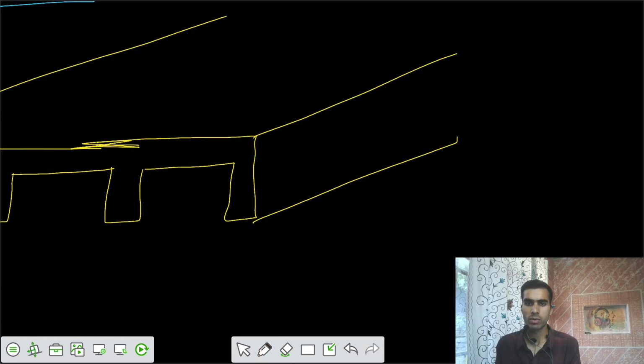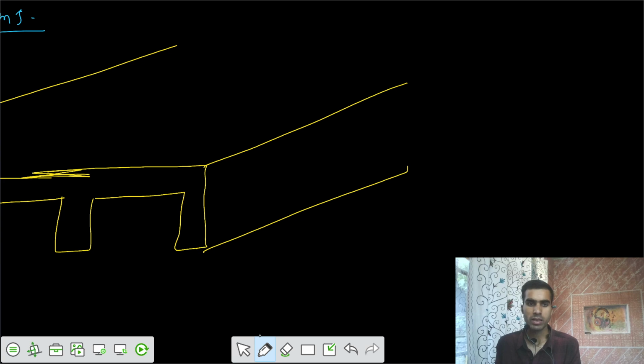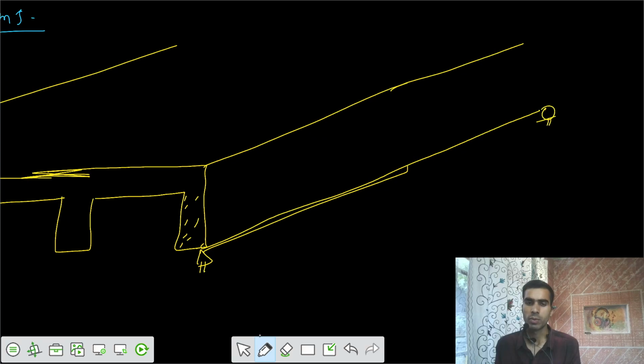Then we can have a span also, effective span also there. Let's say this is one of the beams, and it's extending continuously because let's say there is some support here and one more support somewhere here, so the effective span of that beam is LE. Okay, LE is the effective span of the beam.